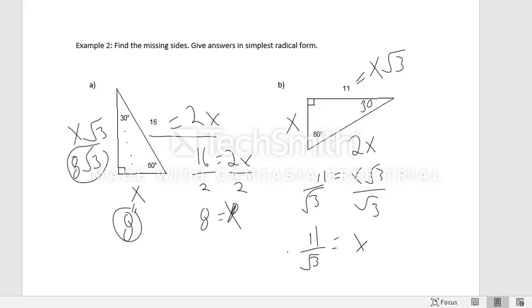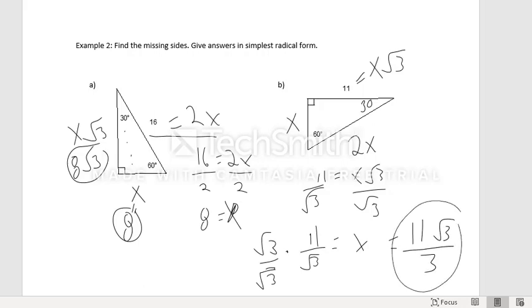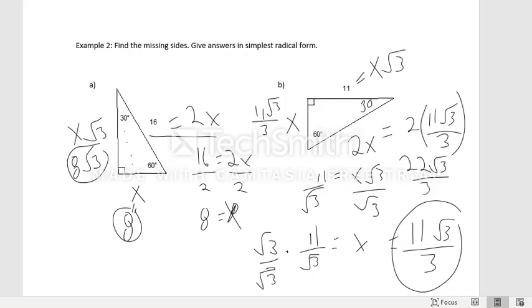We want to get rid of that square root of 3. Multiply the top and the bottom by the square root of 3. So it'll be 11 times the square root of 3 over 3. All right, so that's our x. That's what this side is. And this is 2x, so this is 2 times 11 square roots of 3 over 3. So that's 22 square roots of 3 over 3. If you can reduce the fraction, do it. In this case, we can't. But this is my final answer for this side right here.